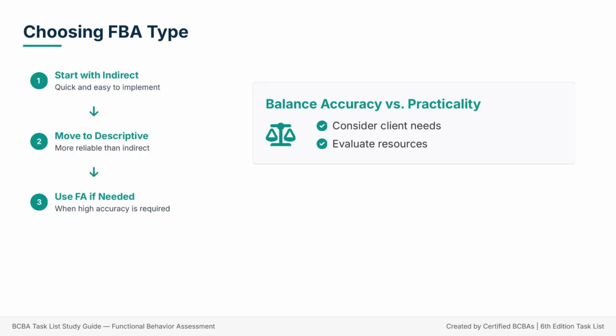When selecting an FBA method, we typically follow a progression. We start with indirect methods for quick information, then move to descriptive assessment for more reliable data, and use functional analysis when high accuracy is needed. The key is to balance accuracy and practicality based on client needs and available resources.